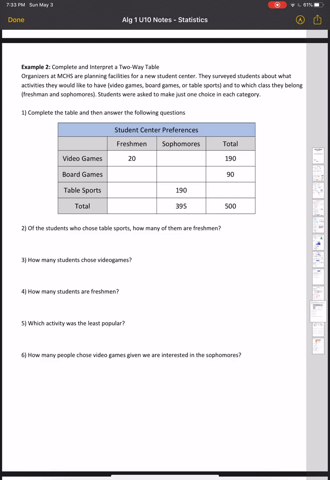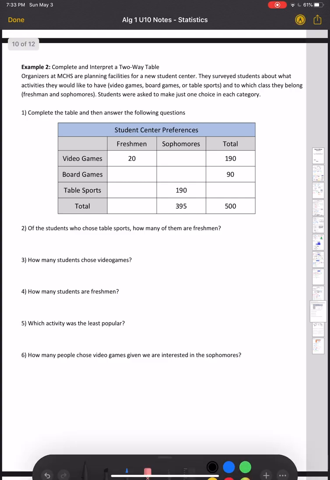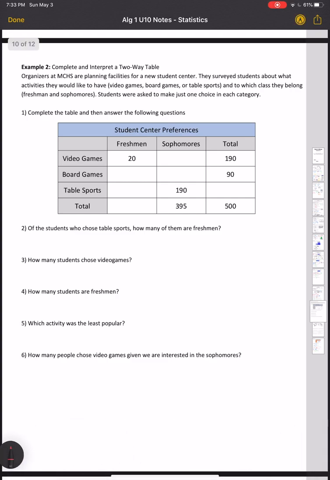So, complete the table. So here we have a table that's incomplete. We are going to use our skills of adding and subtracting in order to fill out the rest of the table. So this should come quick, but to help you out, if I look at the row of video games, we knew there were 20 freshmen.